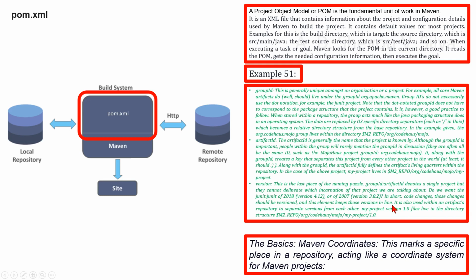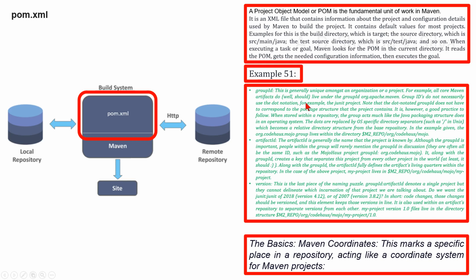The three fields act much like an address and timestamp in one. This marks a specific place in a repository, acting like a coordinate system for Maven projects.